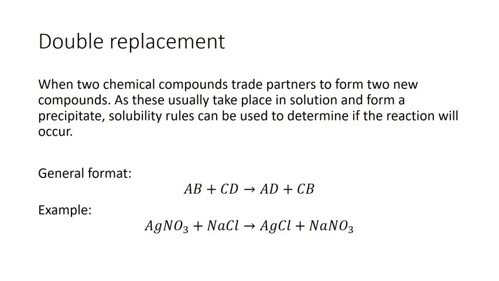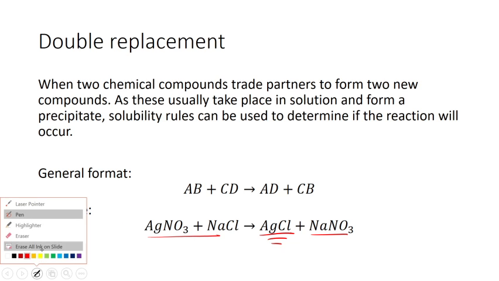The general format of double replacement, that would be AB plus CD forms AD plus CB. And here the example is silver nitrate and sodium chloride forming silver chloride and sodium nitrate. By the way, in this reaction, silver chloride is going to be your precipitate. It will form a solid when you mix these two solutions together. Sodium nitrate is soluble, so it's still going to be in solution.